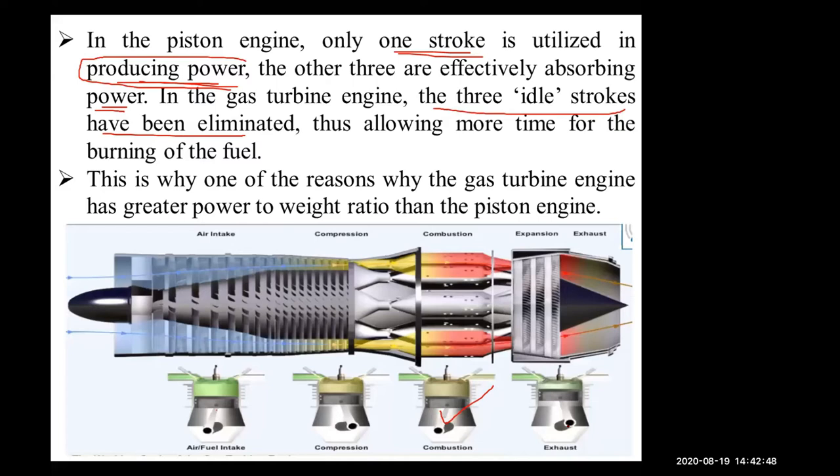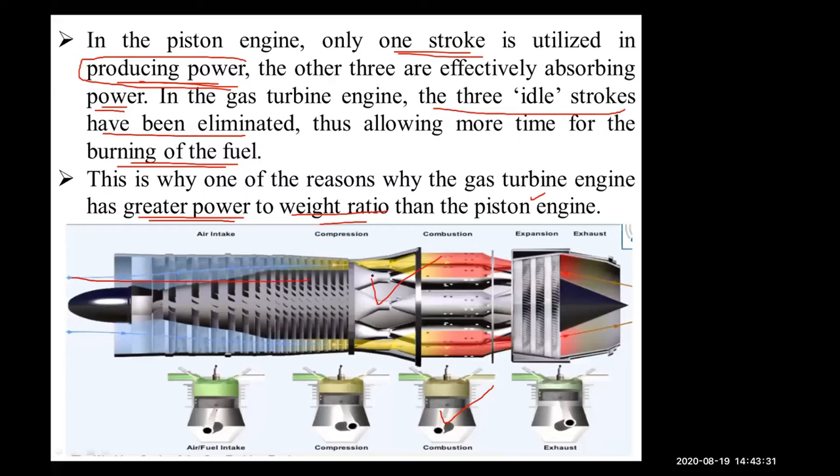Therefore, this gives more time for the burning of the fuel, and hence turbine engines are more efficient than piston engines. This is one of the reasons why gas turbine engines have a greater power-to-weight ratio than piston engines. In terms of efficiency, they have a greater power-to-weight ratio. The turbine is more efficient. There are no idle strokes here. The process happens continuously.